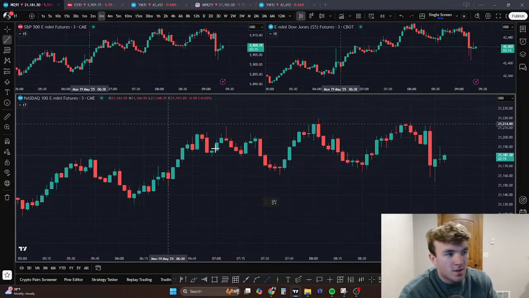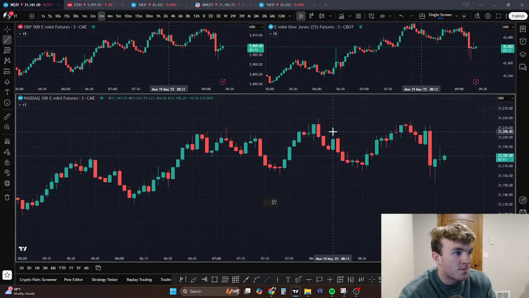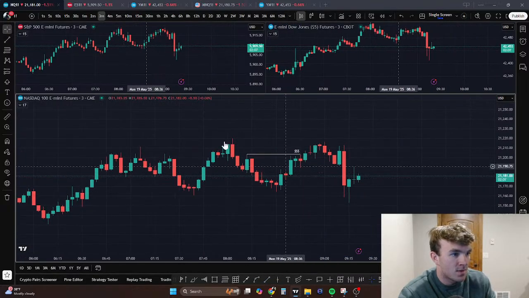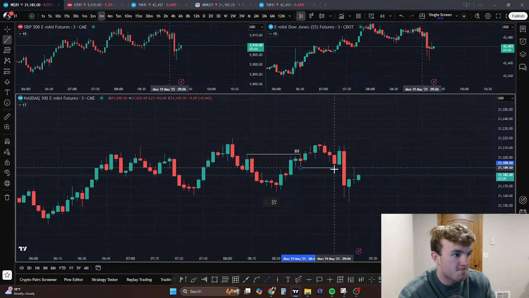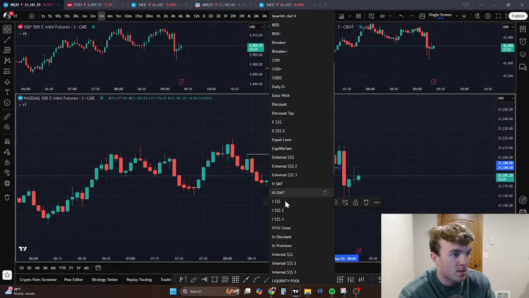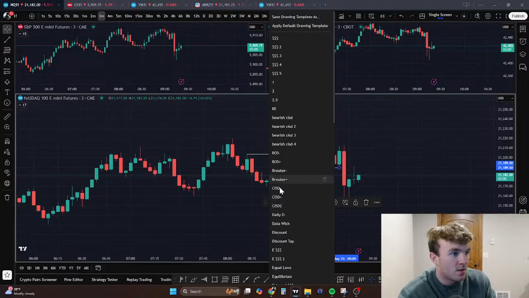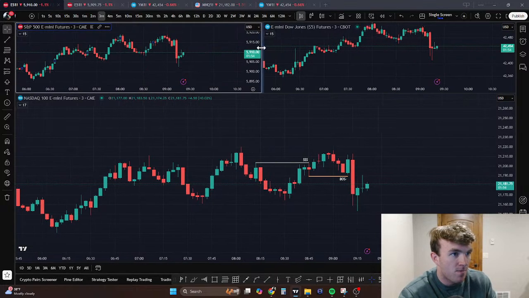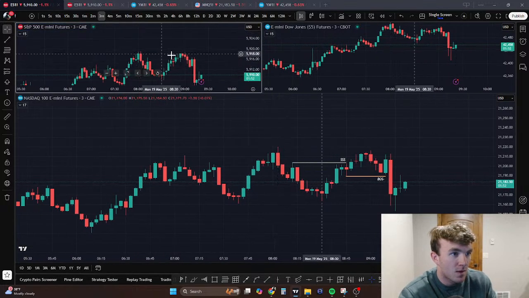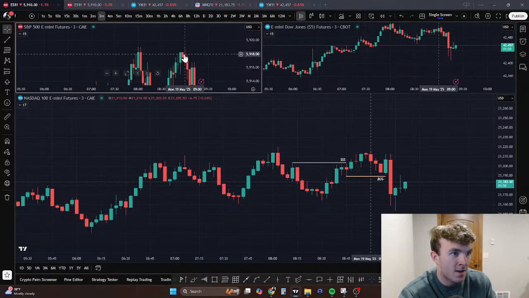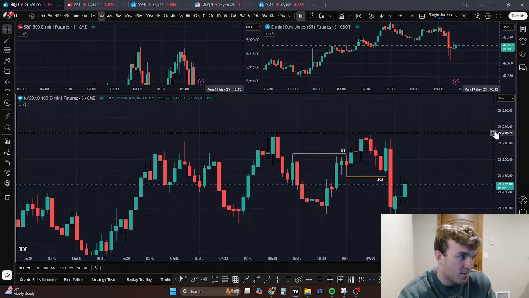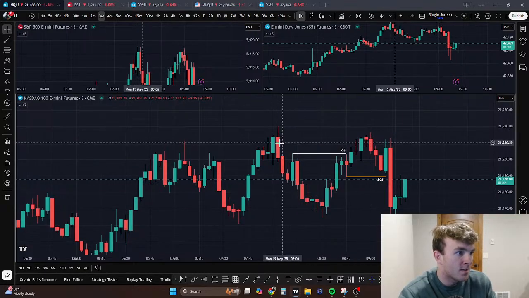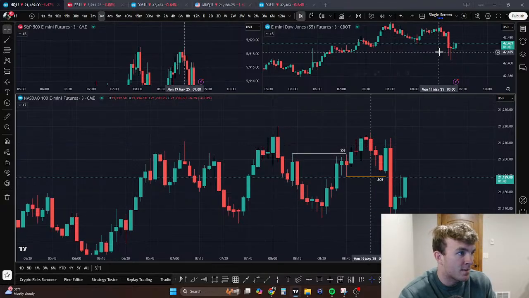This is a good tape read for 2022 where we sweep out this high, we get a break of structure, and we get SMT. High, lower high. They're all lower highs.